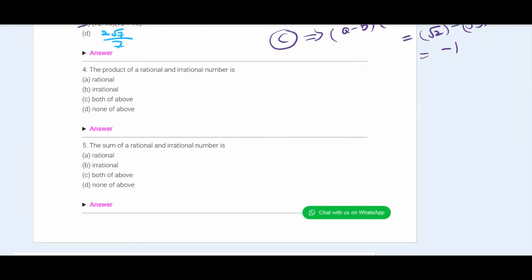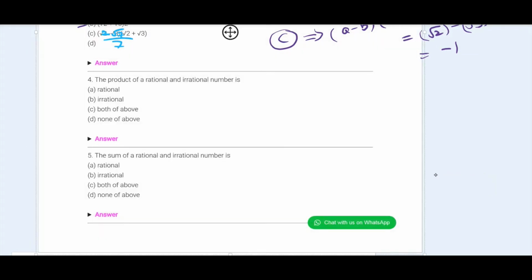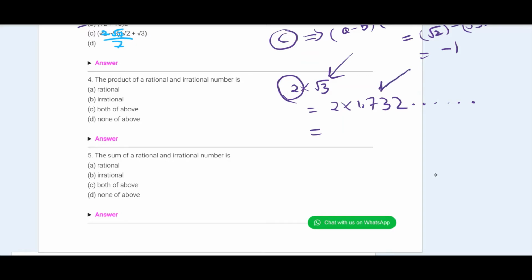Fourth question. The product of a rational and irrational number is. Let us take an example of rational and irrational numbers. So when you multiply rational and irrational numbers, 2 into root 3. Here 2 is a rational number, whereas root 3 is an irrational number. 2 into 1.732 and it keeps on going. Irrational number is a non-terminating, non-recurring decimal. If you multiply 2 with this, again you are going to get the same kind of number here. So the product of a rational and irrational number is an irrational number.